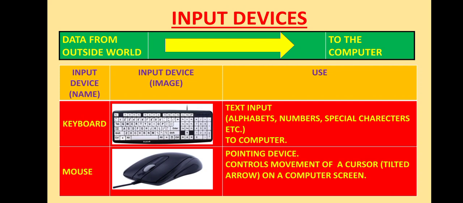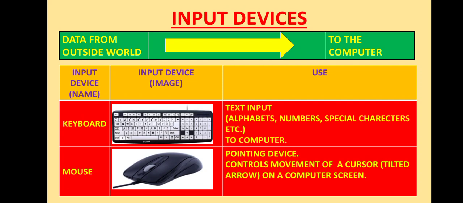The use of an input device is to collect data from the outside world and give it to the computer. The most commonly used input devices are keyboard and mouse. Keyboard is a text-based input device. It is used to give alphabets, numbers, special characters and other text-based input to the computer.